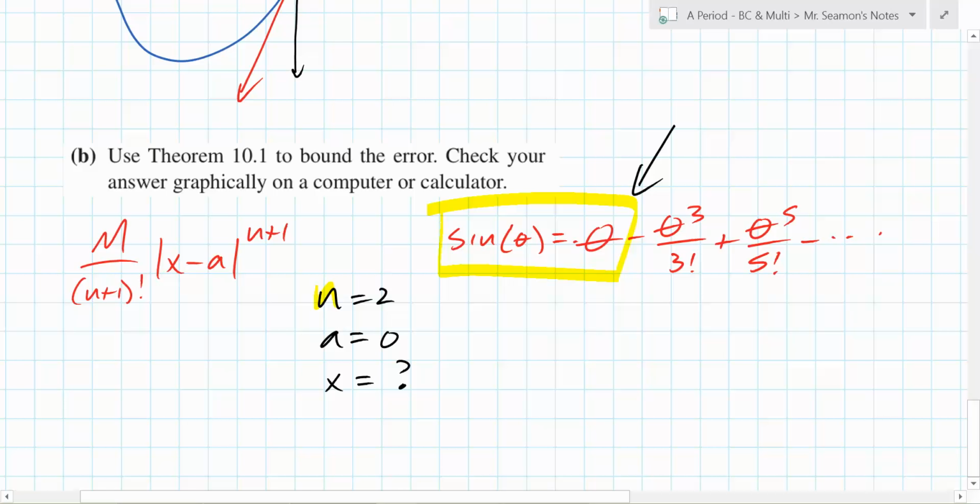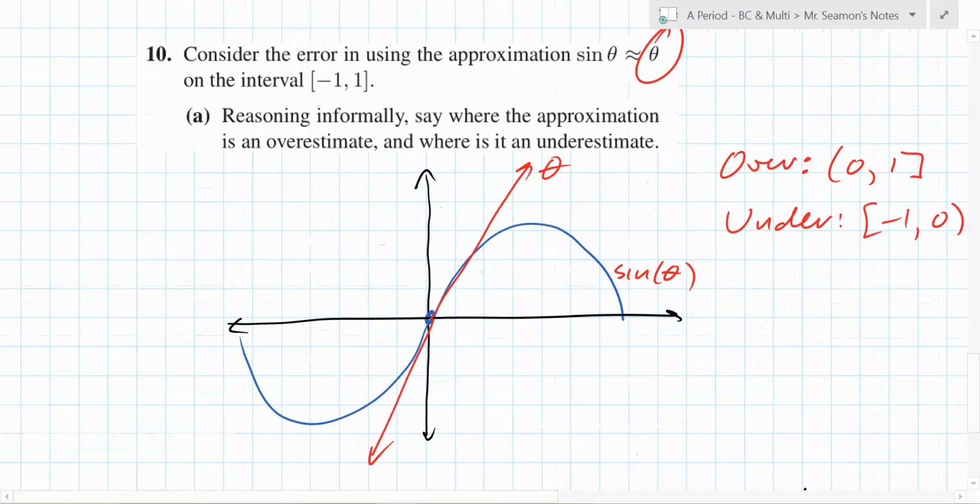Like, what are we calculating the error for? Well, here's the thing. It's not asking us to calculate the maximum error at a specific value. It's asking us to calculate the maximum error on the entire interval. And that's where this picture comes into play. Where is the maximum error going to occur? There's 2 places. What's one of them? Where's the maximum error going to occur? 1 or -1. Either one.